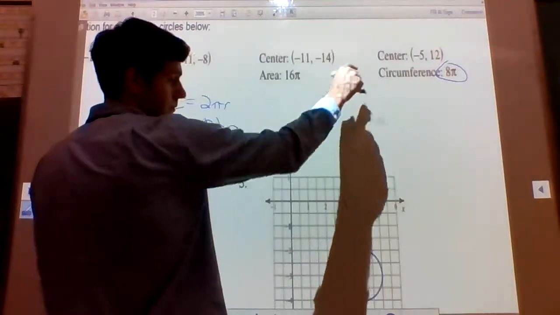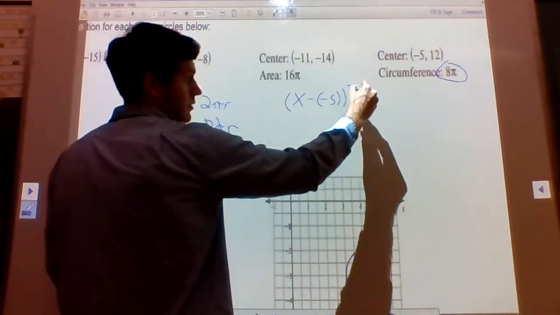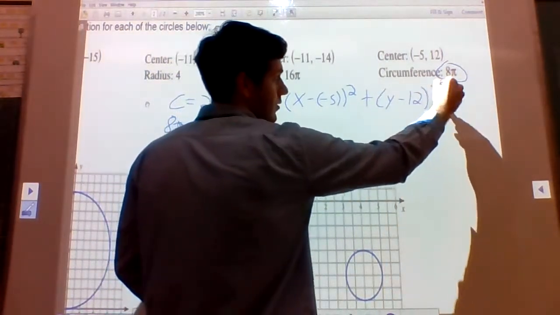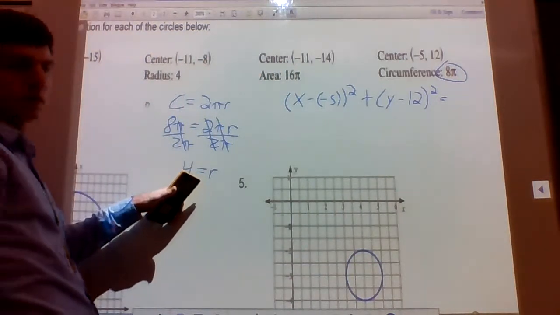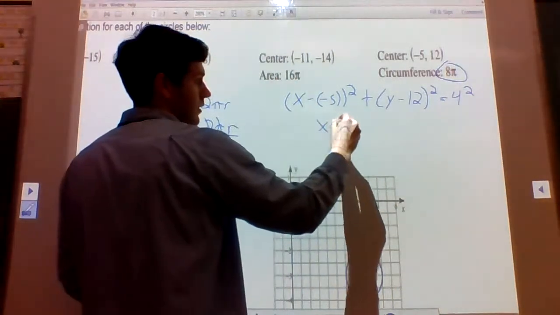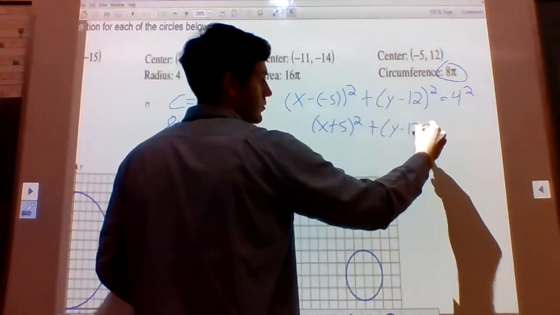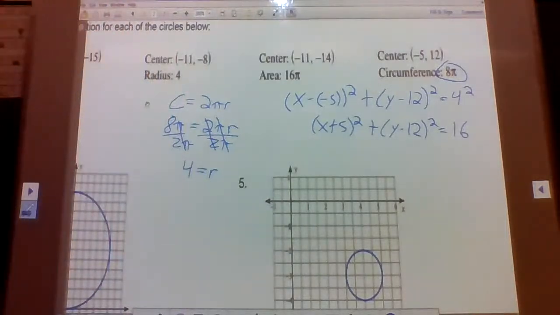So we're here again: x minus negative 5, quantity squared, plus y minus 12, k is 12. And then we want r squared, so r is 4. So radius squared is 4 squared. So x plus 5 squared plus y minus 12 squared equals 16. That's going to be our equation for that one.